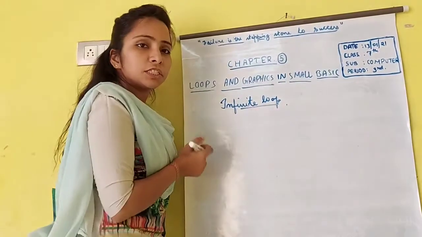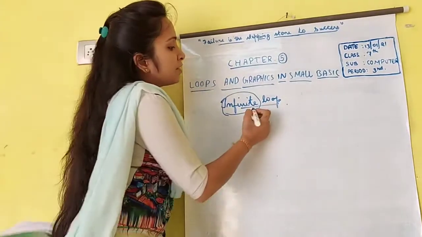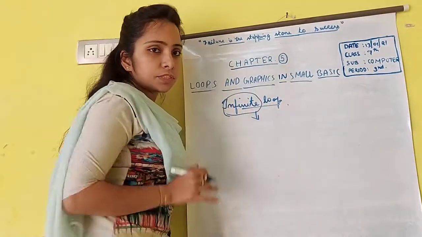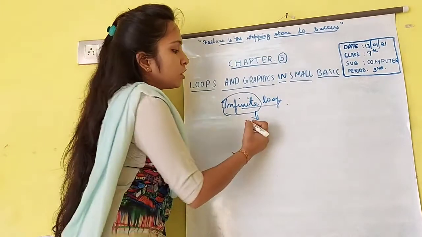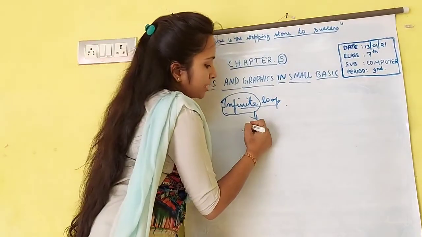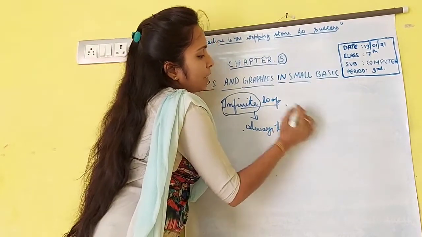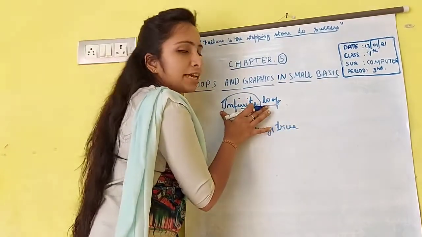This is a general question for you. Infinite loop. Okay, infinite means which will not end ever. So the loop which will not end ever, which will always be true and never become false, that type of loop is called an infinite loop. So you should know this.